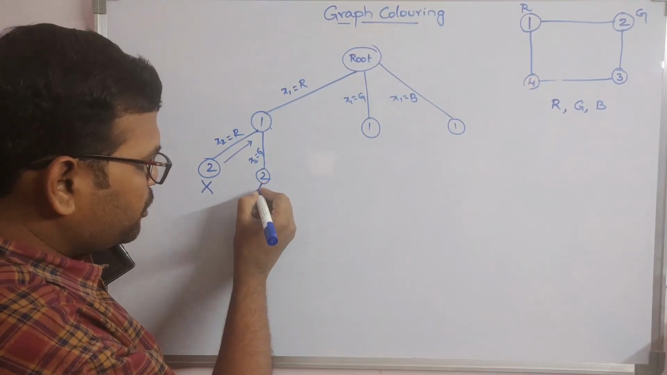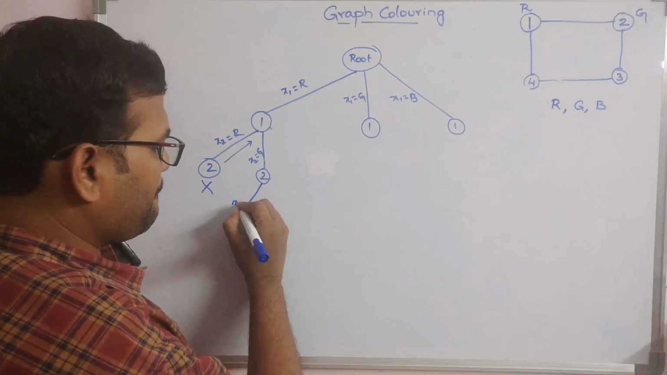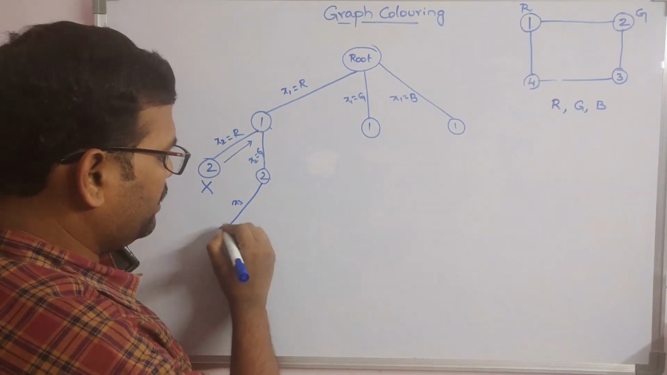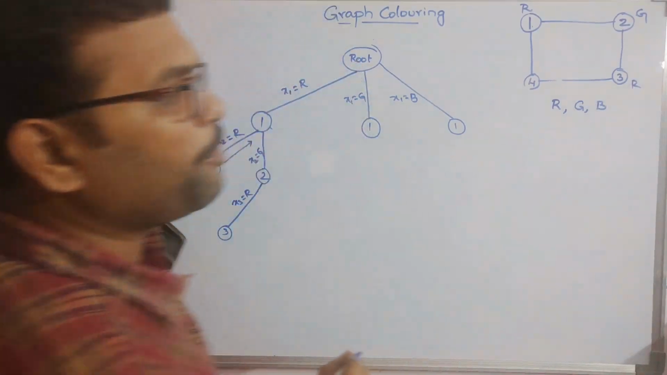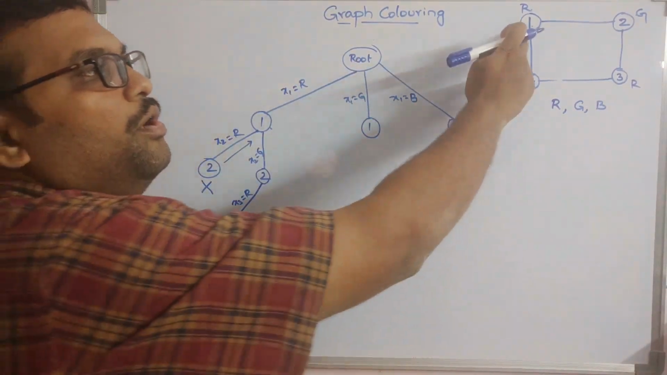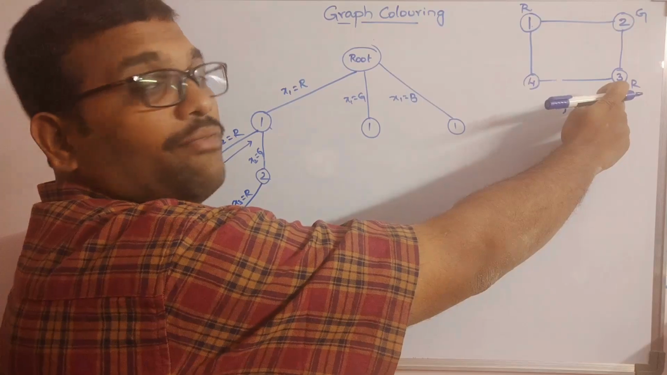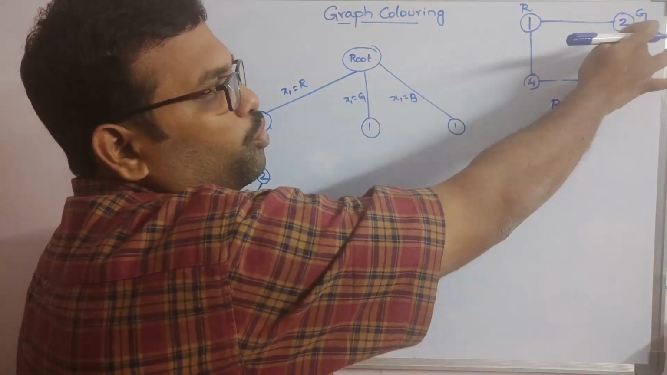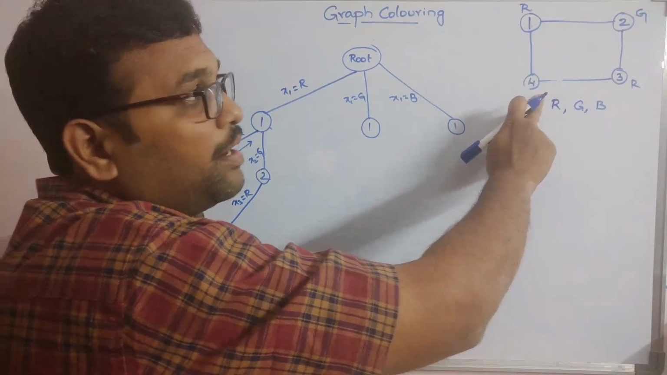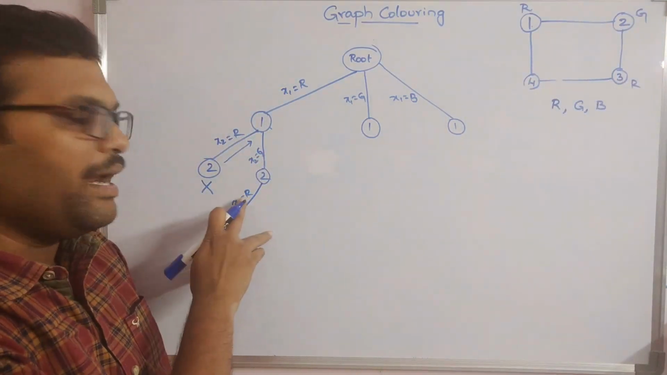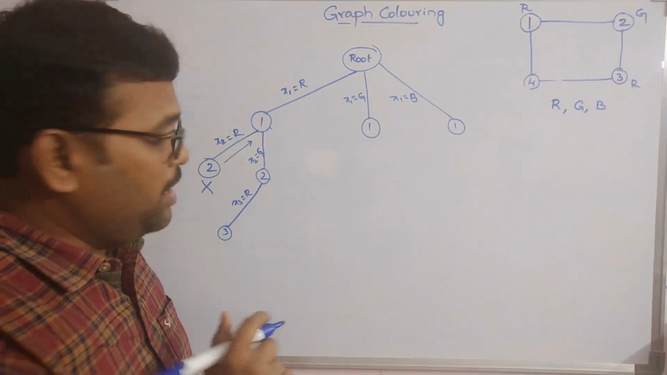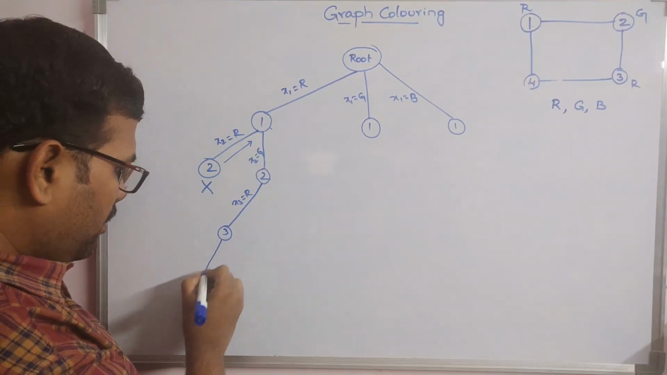Again, what is the next possibility? x3. That means the third region. Third region is red. Is it possible? Yes. So the third region has 2 adjacents, 4 and 2. 4 is not filled so far. 2 is filled with green. So 3 can be filled with red. This is also possible.